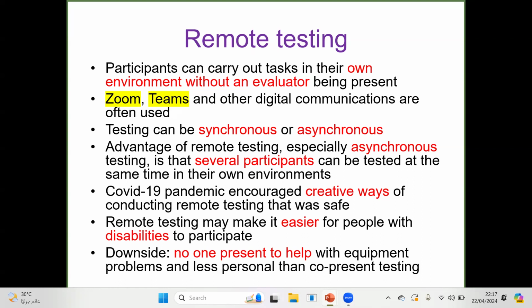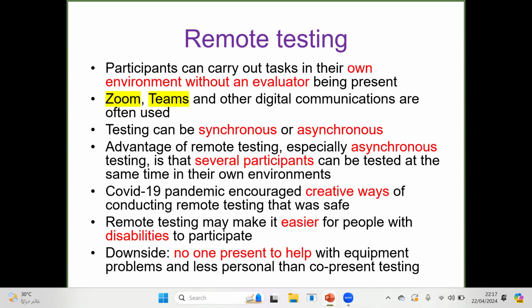For example, if I give you an app to do some kind of usability testing on it, then you do it at your own pace in your home. Then you are the participant testing remotely, and I am the evaluator not present with you at that time. This type of setting is called a remote setting.